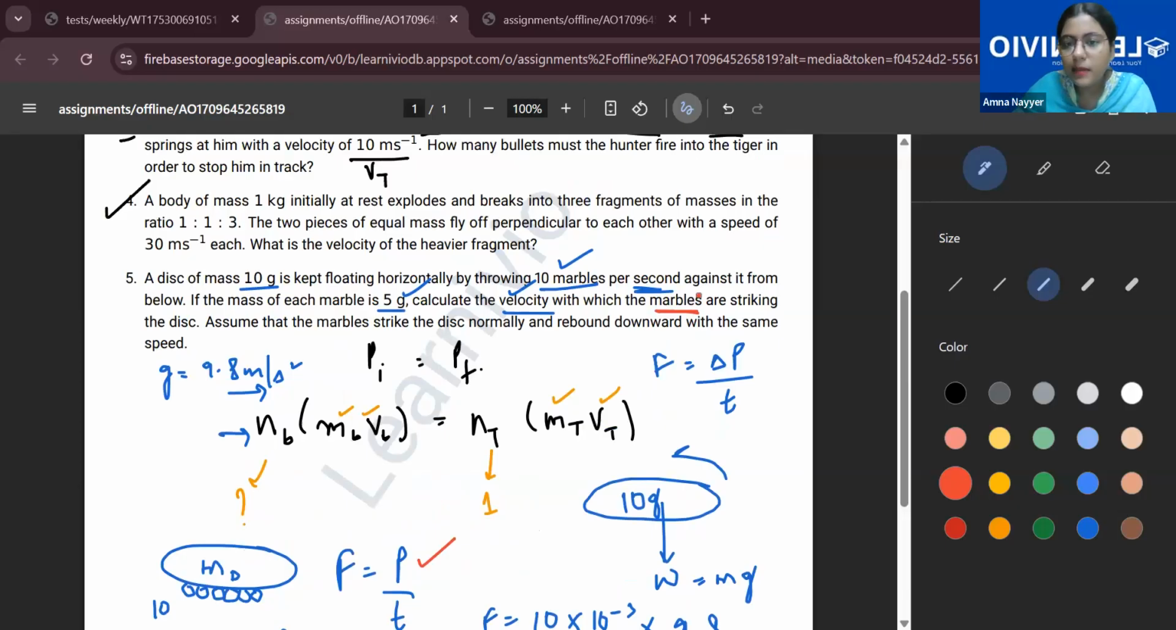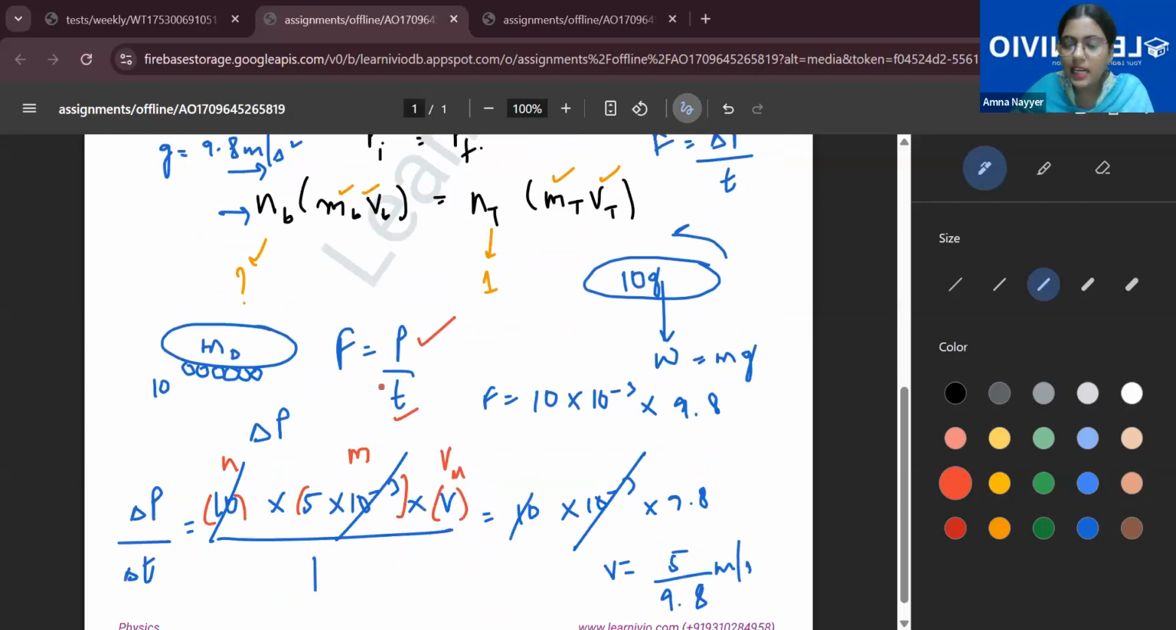So this is the momentum. Now time has already been given as per second, so we have taken the time as 1 second. Force using mg we have calculated. So force we know. From here the variable velocity can be calculated if I equate F with P by T.